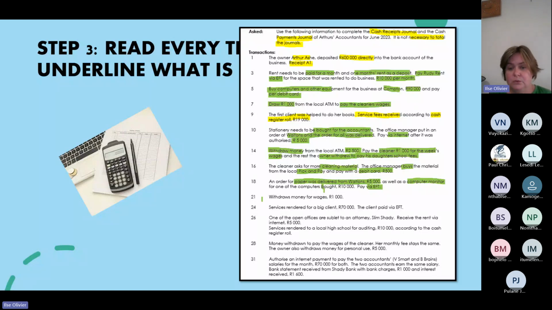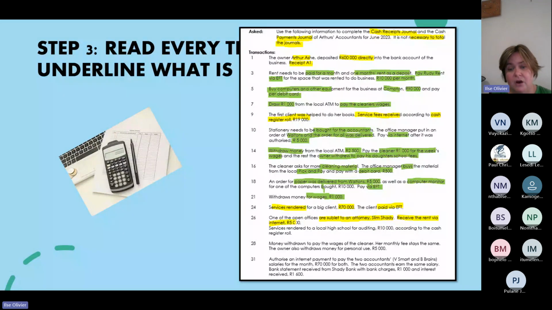Then on the 21st again, withdraw money for wages. You withdraw money again from the ATM for 1,000 Rand. So again, it is a payment. Let's look at the next transaction. It says service fees rendered for a big client, 7,000 Rand. The client paid via EFT. So they've paid via the internet. So you will have a proof of payment that you will receive, and you will see it on your bank statement.